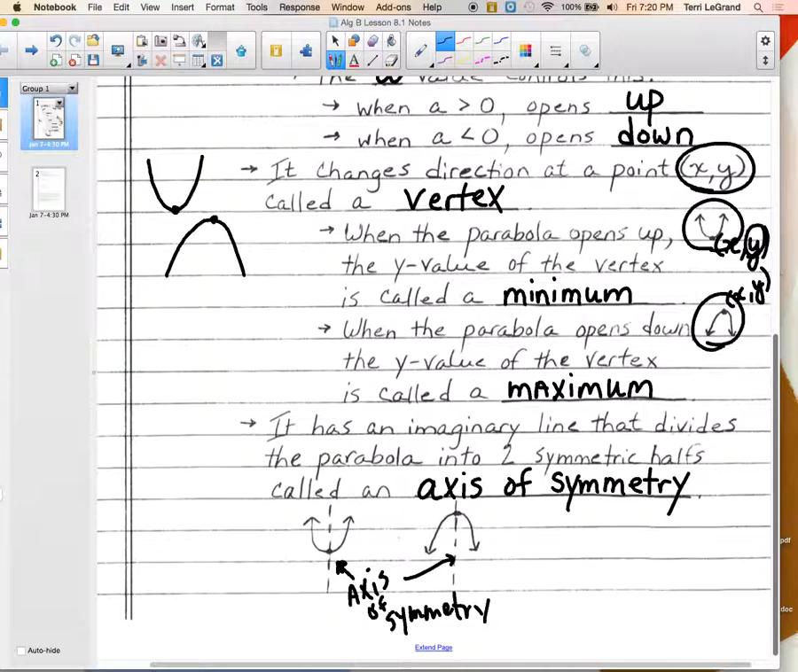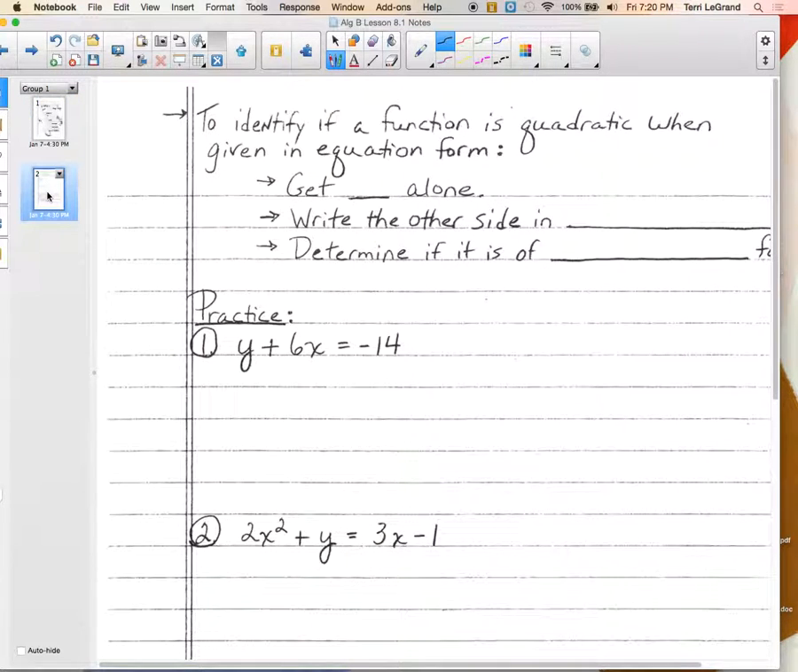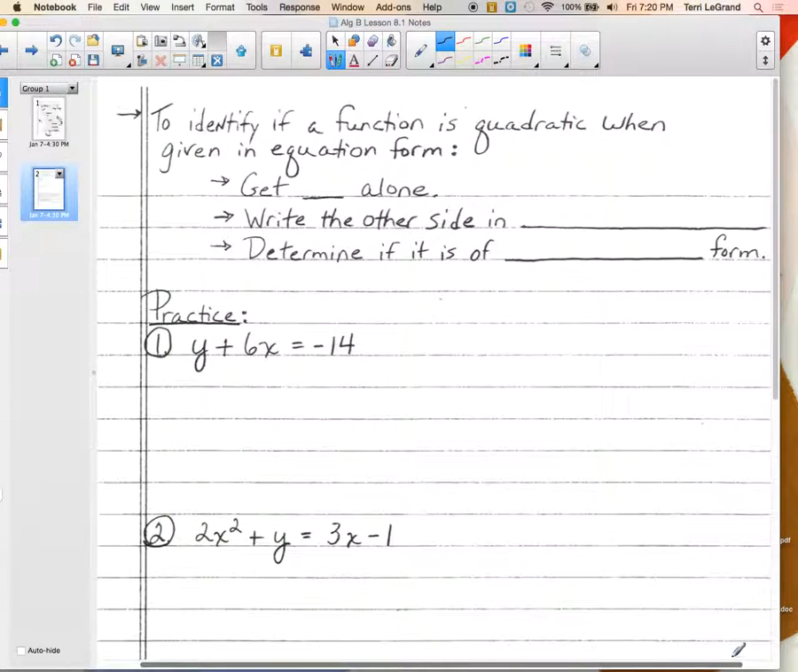Okay, let's go to the back side and do some more talking about how you can identify if a function is quadratic. So in other words, we don't have the graph for it, we just have the equation. How can we decide if it's quadratic when they give it to us as an equation? Well, first thing you want to do is get that y alone, because remember, we need it in y equals form, so we can tell if that other side looks like a quadratic polynomial or not. And then we're going to write the other side in standard form. We know how to write a polynomial in standard form. That's what we learned first semester.